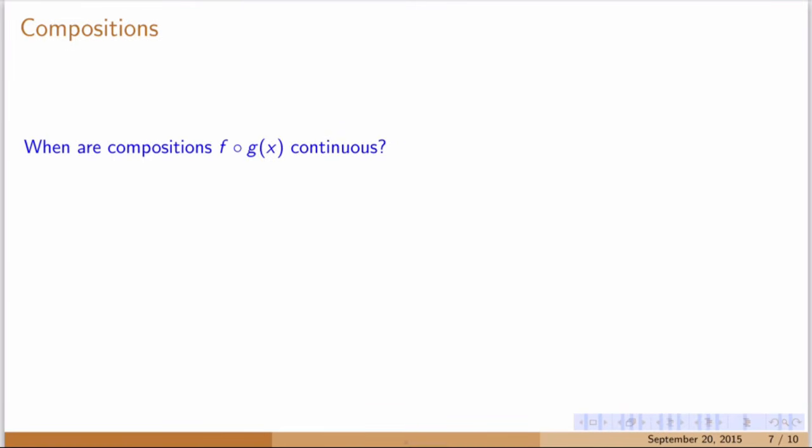When are compositions continuous? f after g of x. When is this function continuous? So what you kind of need is, you would expect you need continuity of g, so that you can make the limit as x goes to a of g of x. So then this would be g of a if g is continuous. But then you sub this into f. So then f must be continuous at the value g of a. This is exactly what is true.